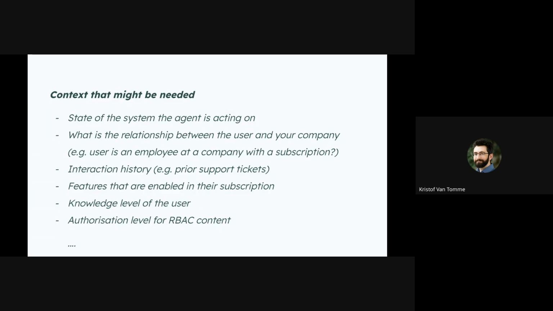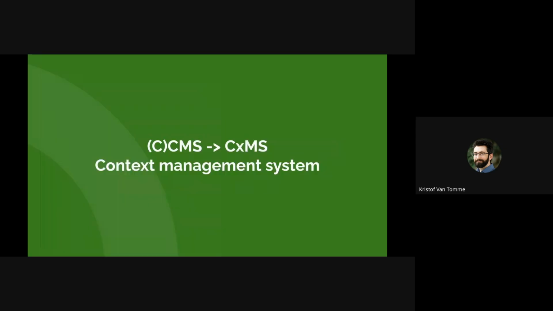What is the interaction history? Were there any issues that were filed? What features do they have enabled? What is the knowledge level of the user that is looking at the system? And also, what is the authorization level? Because maybe there are certain pieces of information, certain pieces of context that you don't want to make available because they're behind role-based access control.